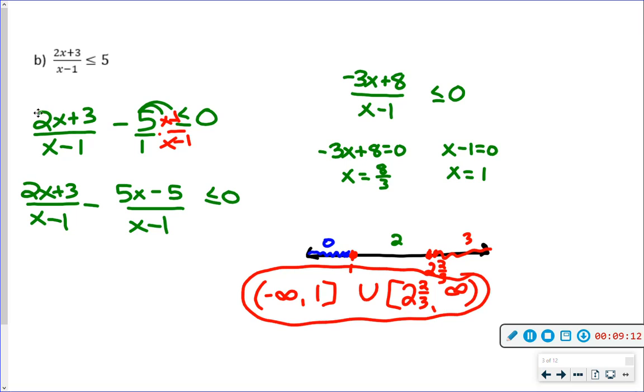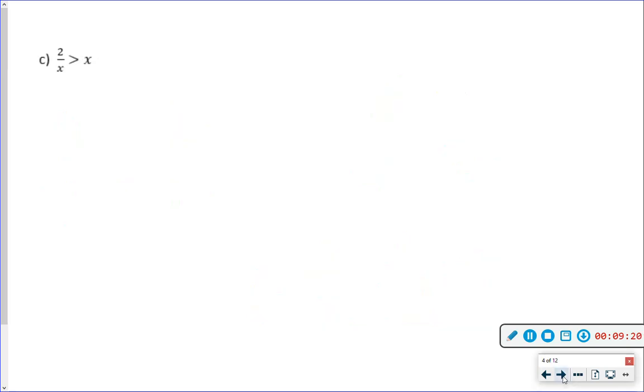So any questions on B? Okay, I thought we'd just do one more because these are the trickiest. These, out of the whole section, are the most complicated because you have to do all of this lovely fraction work. So same process: set it to 0, combine the fractions, blah, blah, blah.